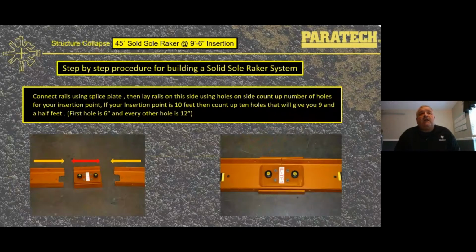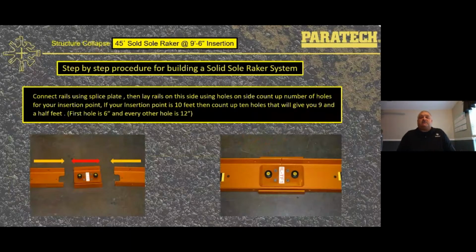Now we're going to go over the step-by-step procedure for building a solid sole raker system. This is a 45-degree solid sole raker at a 9'6" insertion or a 10-foot insertion. First, you're going to connect the rails using a splice plate. Then you're going to lay the rails on the side. Using the holes on the side, count up the number of holes for your insertion point.